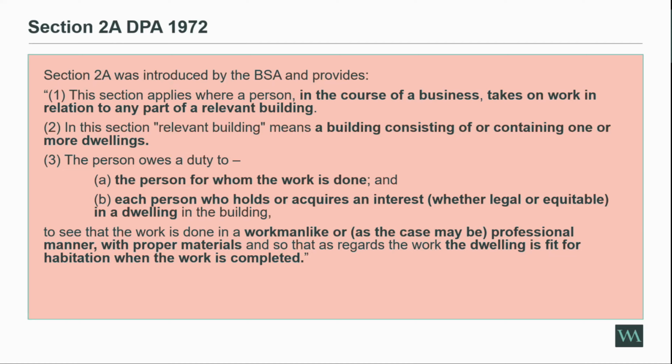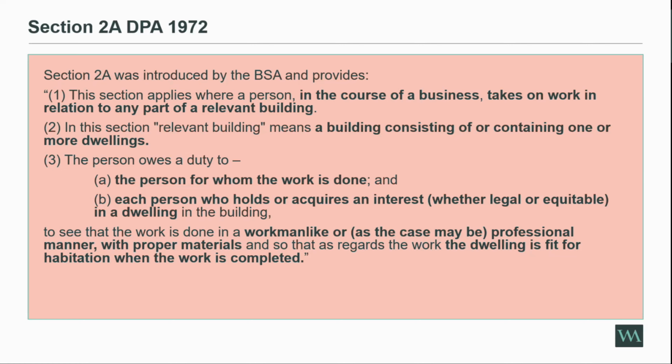The only slight difference is there's a few extra definitions of relevant building, and then it says that it needs to be done in the course of a business. So it excludes someone who is just carrying out some work to their house or someone else's house. So if I went to do some work at my friend's house, I wouldn't have to comply with this. It is, as I say, very, very similar in wording to section 1.